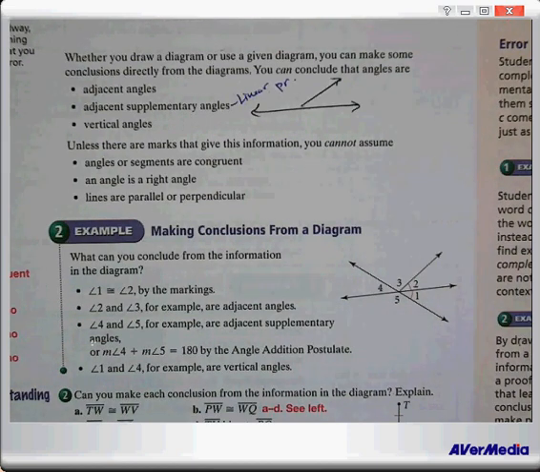Now, let's keep going with our notes just a little bit more, and then we will stop for a second. And let's go through what we can assume or can't assume from the diagram. Now, this is going to be critical, so look for little signs.